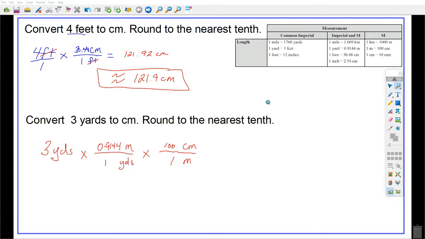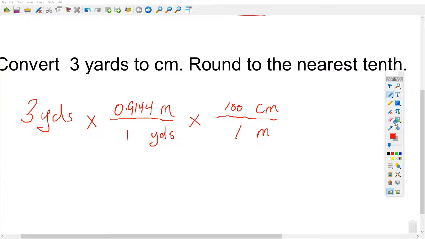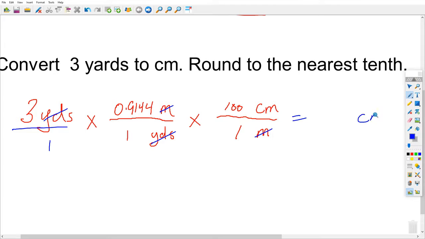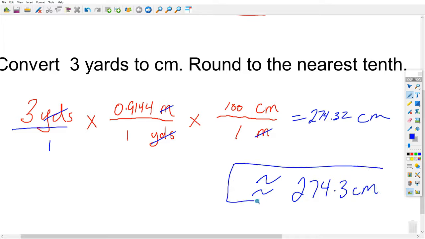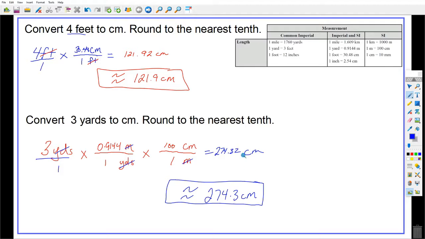Now we can do our multiplication. So once again, this is like a fraction. This is understood to be over 1. When I do yards divided by yards, they cancel out. Meters divided by meters will cancel out, and I'm left with centimeters. That's what I want. So when I multiply that out, 3 times 0.9144 times 100, I get 274 and 32 hundredths. I'm supposed to round it to the tenth, so the answer is going to be approximately 274.3 centimeters. Once again, if you went with a slightly different strategy, you're going to get a little bit different of an answer.